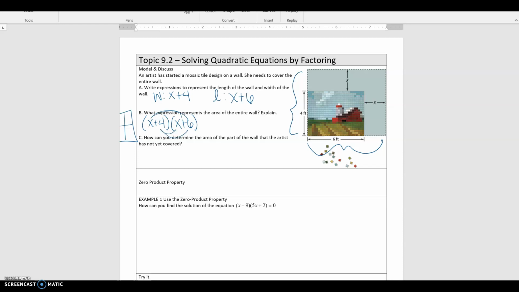So x times x would be x squared. x times 6 would be 6x. And 4 times x would be 4x. 4 times 6 would be 24. And then we would combine our like terms. So the entire area would be x squared plus 10x plus 24.